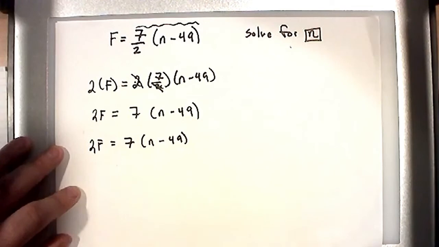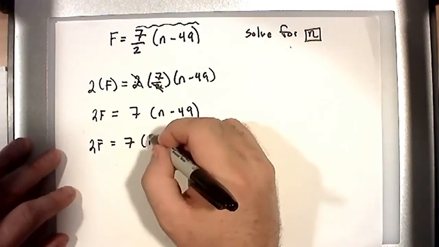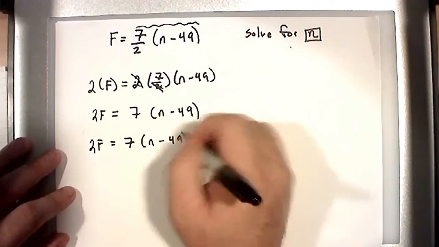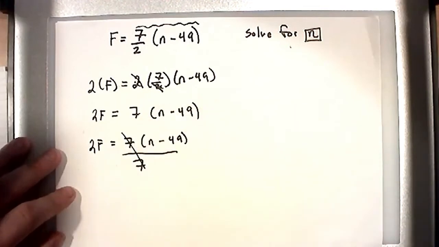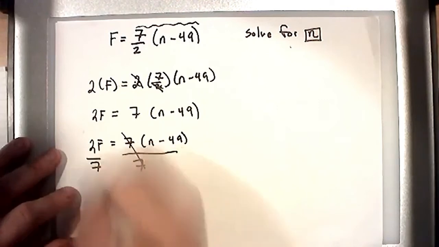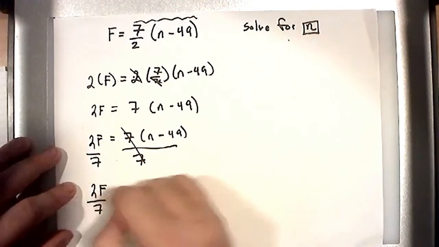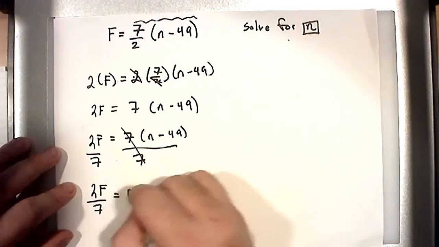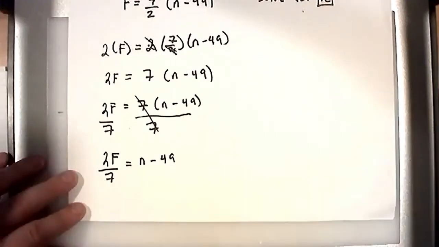I want to get n by itself, so let's get rid of the 7 then. Because if I multiply the 7 to the n, then I'm going to have to get rid of it there, and then 7 times 49 is just going to make this number bigger. I'm going to divide by 7 and cancel it. Just make sure you do it to both sides. So now I have 2f over 7 equals n minus 49. The parentheses don't need to be there anymore because you've cleared them.